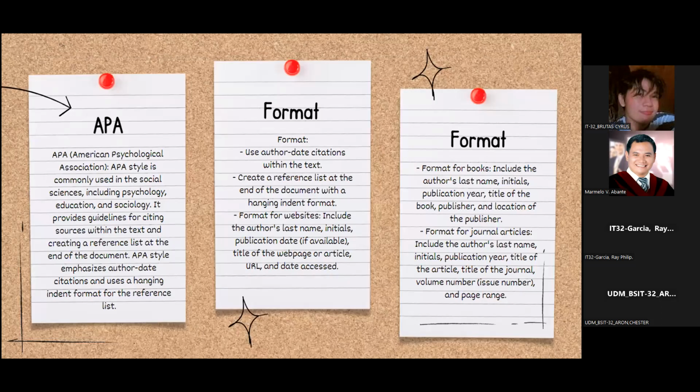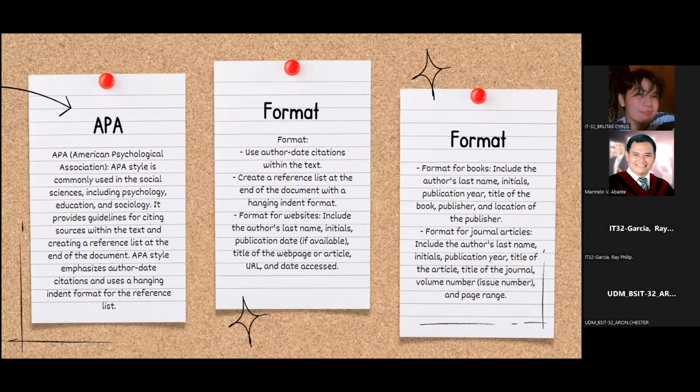So in APA, or the American Psychological Association, APA style is commonly used in the social sciences, including psychology, education, and sociology. It provides guidelines for citing sources within the text and creating a reference list at the end of the document. APA style emphasizes author-date citation and uses a hanging indent format for the reference list. So in format, it uses the author-date citation within the text. It also creates a reference list at the end of the document with a hanging indent format.